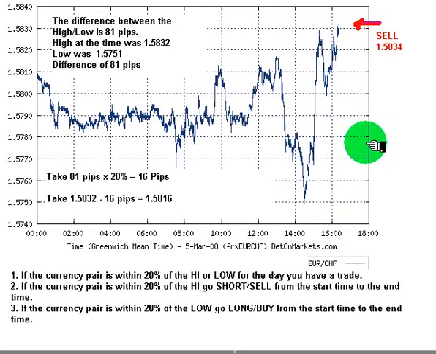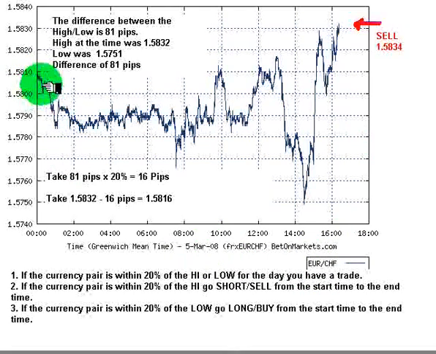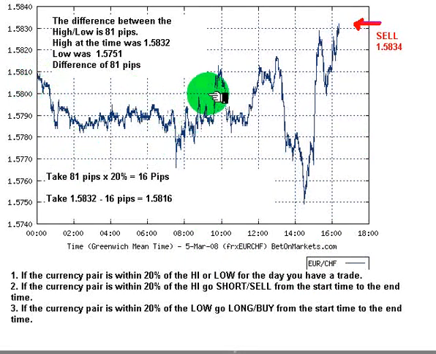I want to show you a short trade or a sell trade with the system. Again, here is a chart of the Euro Swiss franc, March 5th, 2008. As you can see, it opened at 1.5810 roughly. It was choppy for a while, came all the way down to 1.5751, spiked higher, and at 16:30 it was near its highs for the day.